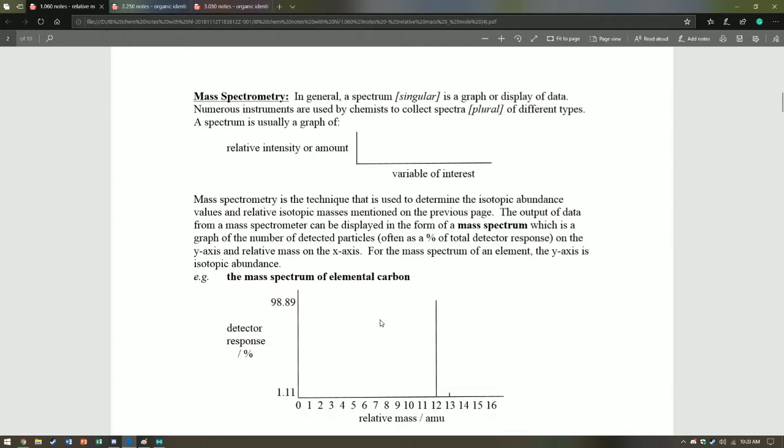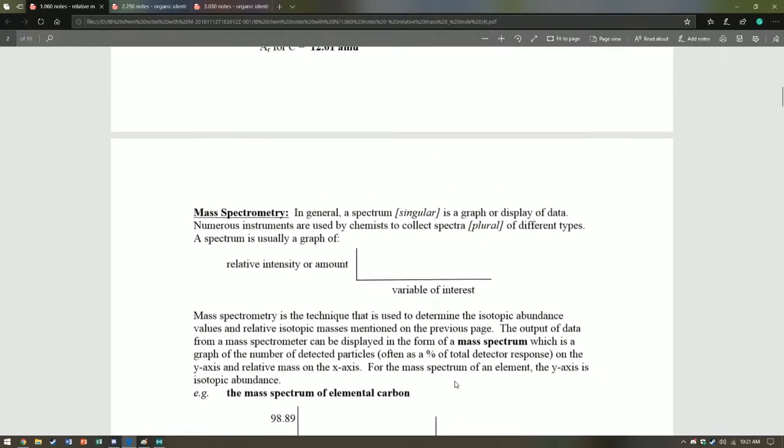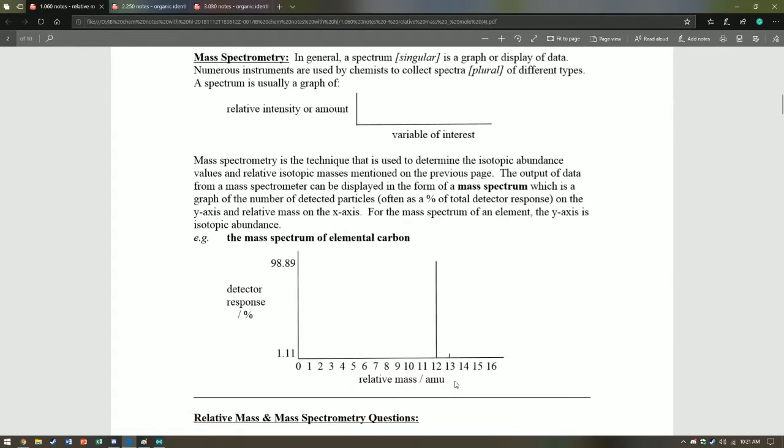We can't directly measure the mass, but we can calculate it. What the detector does detect is that it'll hit certain spots, and if one isotope is hitting a particular spot more, the detector response is higher at that spot, so you'll get a higher peak there. For example, for elemental carbon, there's a small itty bitty peak here at 13, and a much higher peak at 12. This corresponds to an abundance of 98.89% and 1.11%.